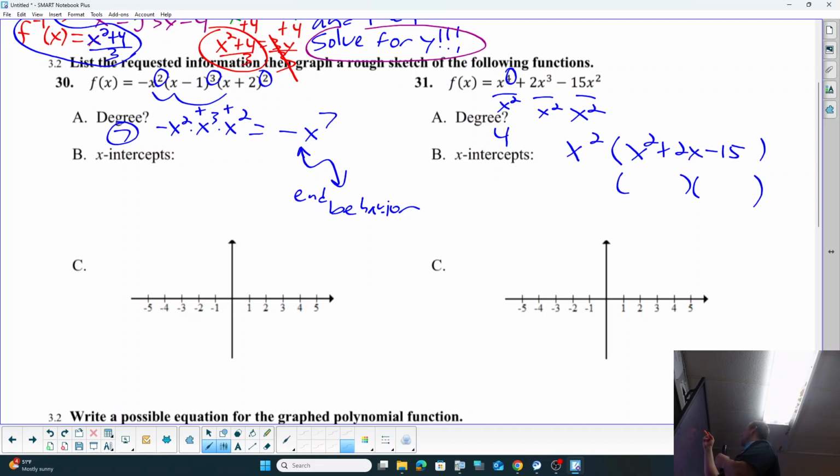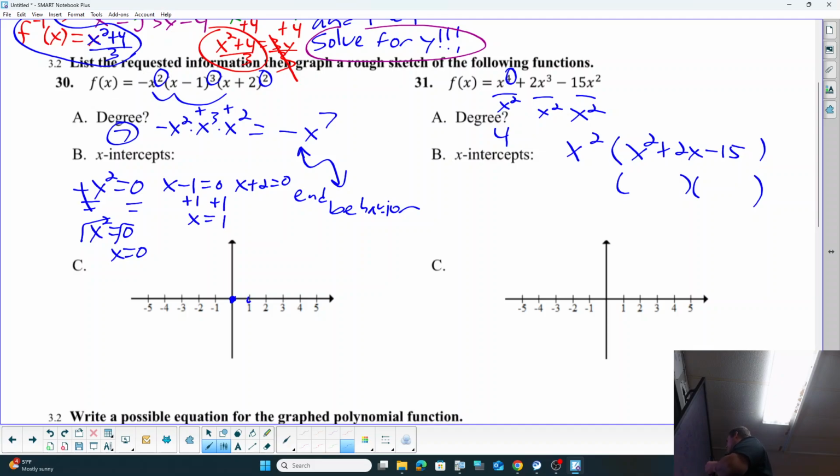Over here, it's already factored for you. You have negative x squared equals 0, and x minus 1 equals 0, and x plus 2 equals 0. So divide by negative, so x squared equals 0. Square root that, so x equals 0 is one of our x-intercepts. Add 1 to the other side, so that's another x-intercept. And minus 2 to the other side.